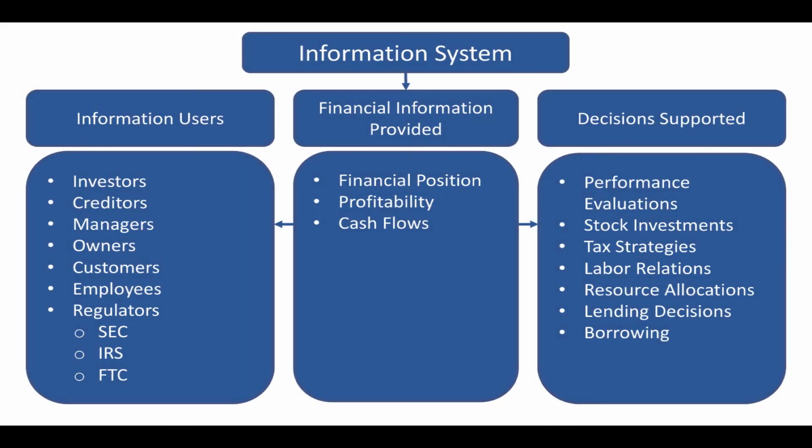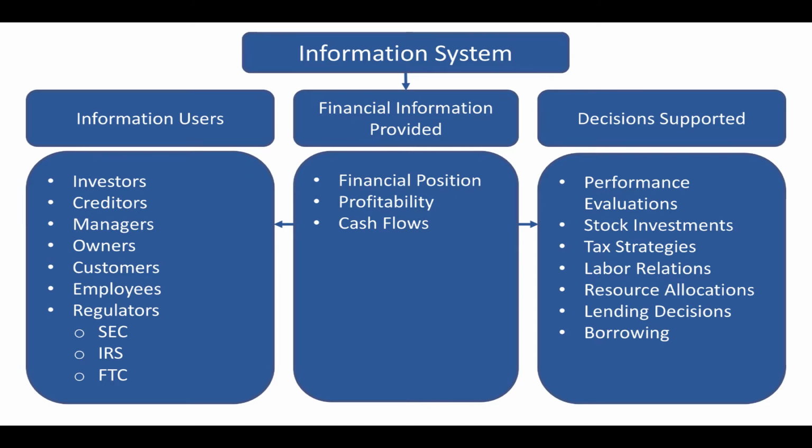While some of the terms may not be familiar to you at this point in your study of business and accounting, you will be introduced to them more completely as we proceed through this course, and as you undertake other courses in business and accounting. Observe, however, that the information system produces the information presented in the middle of the diagram: financial position, profitability, and cash flows. This information meets the needs of users of the information, investors, creditors, managers, and so on, and supports many kinds of financial decisions such as performance evaluation and resource allocation, among others.